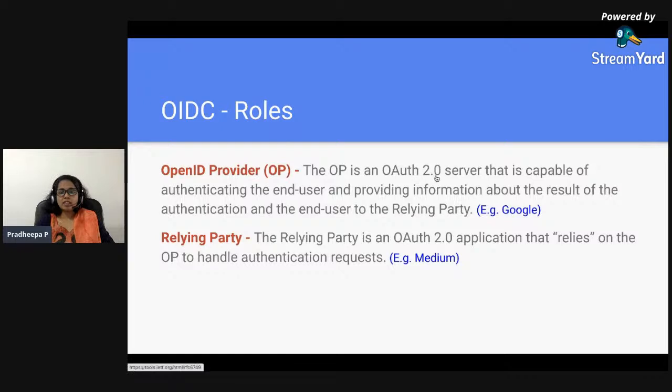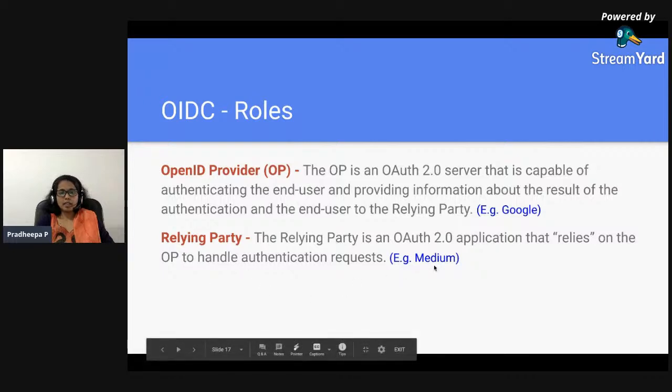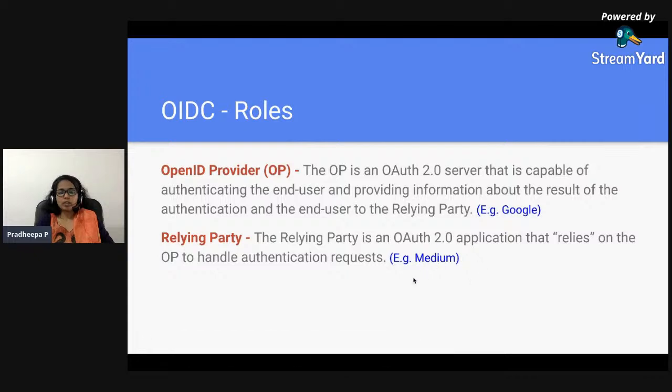But the ID provider is the same as the OAuth 2 server, like in our case, Google, or we can still use Twitter for that. It is capable of authenticating and passing the profile information. The relying party is the one that requests the data from the OpenID provider. So here in this case, it is Medium.